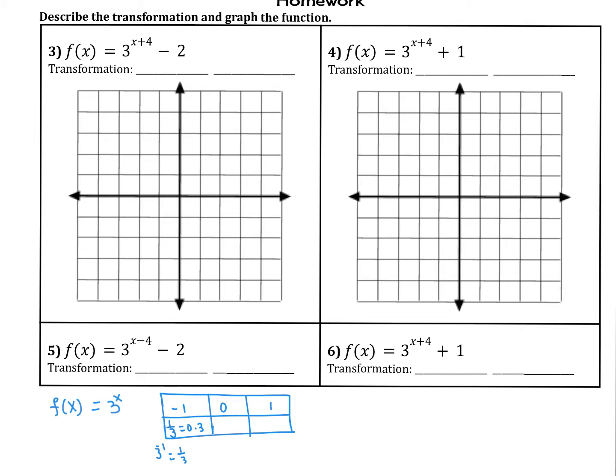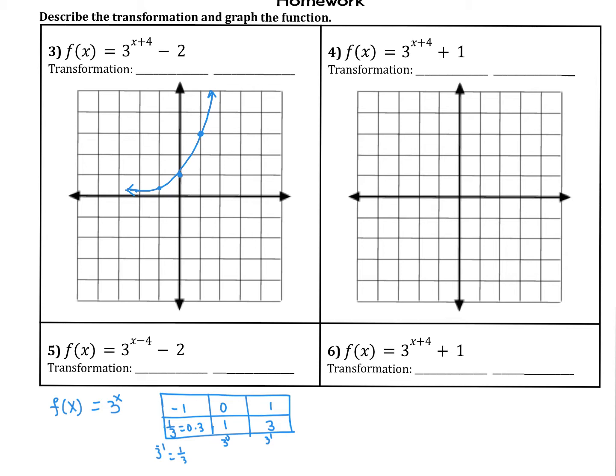Okay. 3 to the power 0 means 1. So 0, 1. And 3 to the power 1 means 3. So I'm going to just use these 3 points. So these 3 points I'm going to use are -1, 0.3, 0, 1, and 1, 3. So -1, 0.3 is this point, 0, 1, and 1, 3. That's my parent function. So this is my parent function.